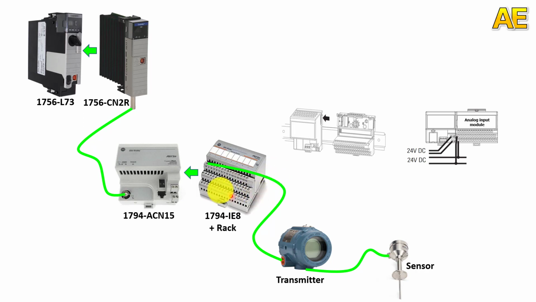Of course, we need a rack here. You can see the connection between the adapter and the module rack in this picture. Next, we need to connect a transmitter to channel 0, and wire from the transmitter to the sensor.